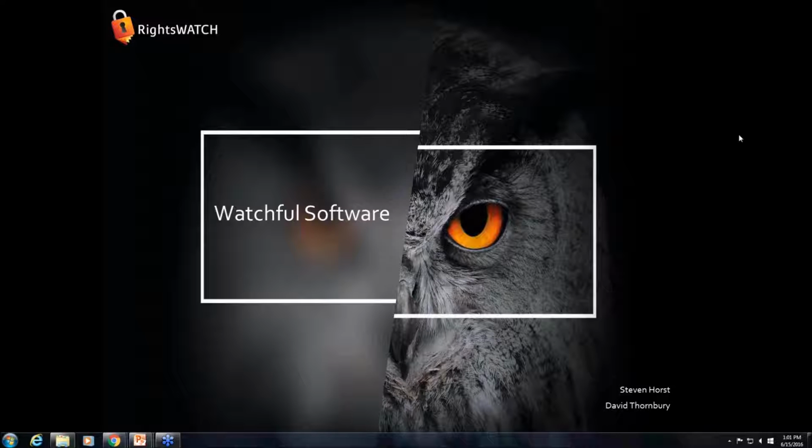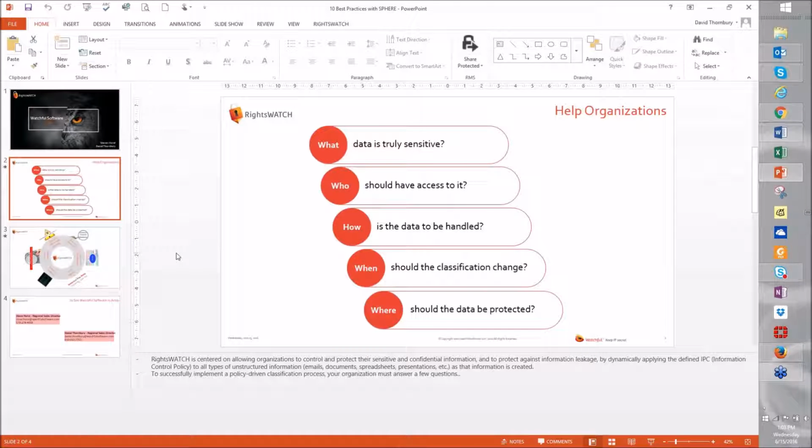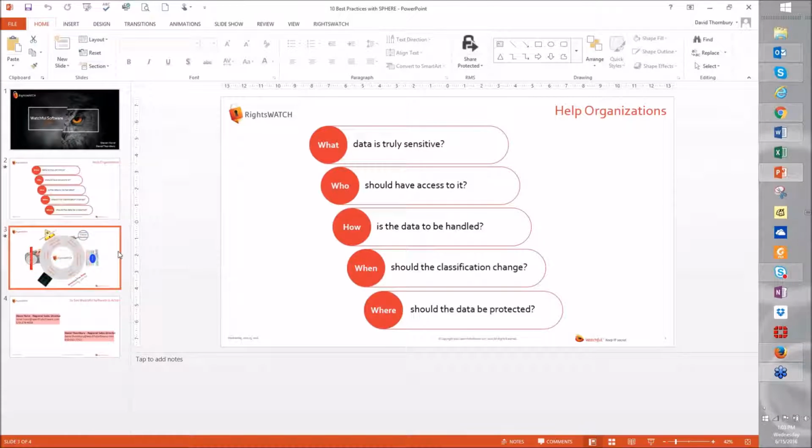Watchful Software is a company that is primarily helping organizations understand what data is truly sensitive within your organization, who should have access to that information, how that data should be handled, when the classification of a particular asset should be changed or reclassified, either upward or downward, and who or where that information should be protected.